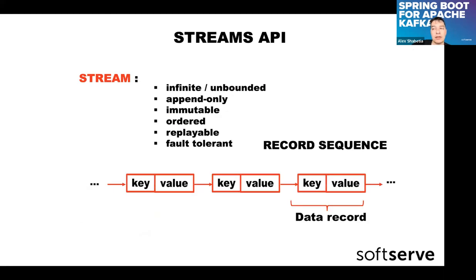The abstraction above Kafka is the Streams API. Streams API is a client library for Java. That means that nothing in Kafka itself changes, and messages are stored in the same way, but we have a library that allows us to read and manage the events of a stream in Java. A stream has such properties: infinite and unbounded, append only, immutable, ordered, replayable, and fault tolerant. Here we mean a Kafka topic as a stream.